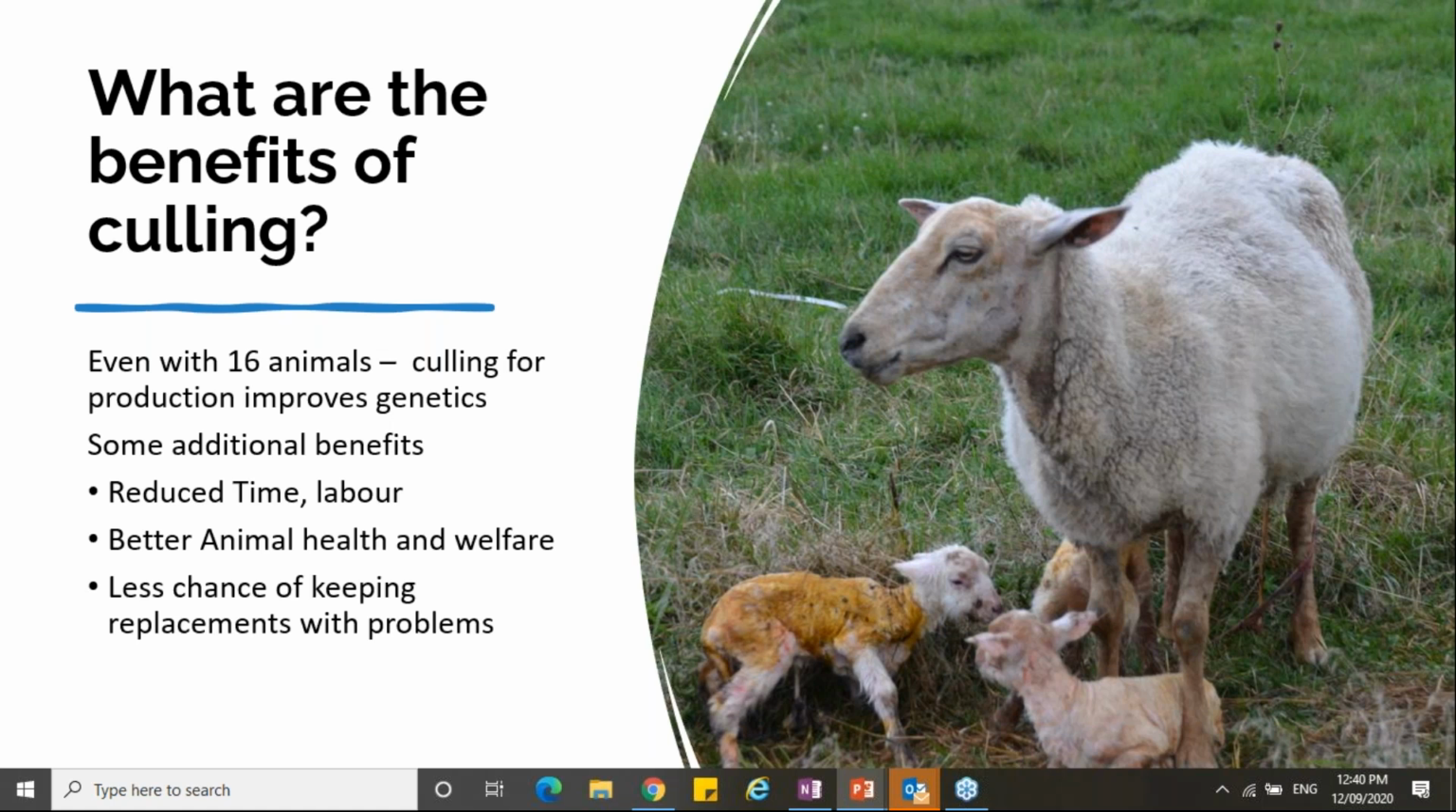and especially at lambing. If you have ewes that work well in your system and will look after their lambs, that really changes the whole experience. You're also going to see over time better animal health and welfare with animals that are less susceptible to mastitis and prolapse and are able to keep their body condition score better. And then culling as well helps reduce the chance that you're going to accidentally keep replacements that are from some of these ewes with a poor temperament or have some other problems that are harder to quantify.